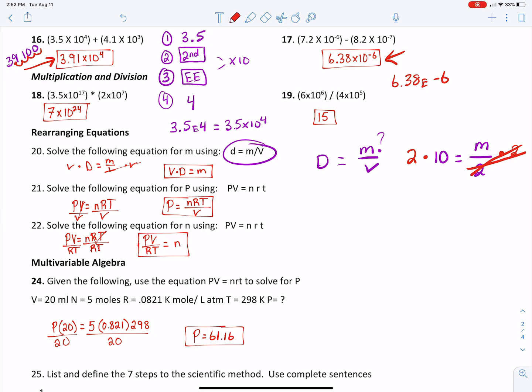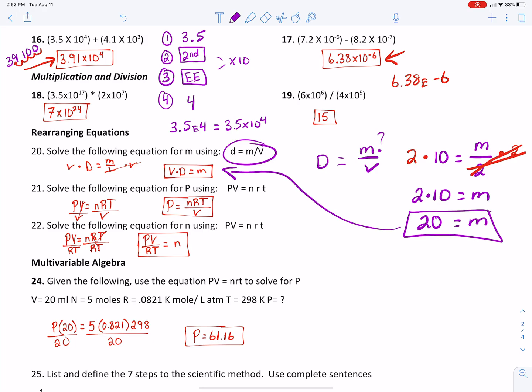Now, I've got 2 times 10 equals M. 2 times 10 is 20. 20 equals M. That's how we would solve for M. That's exactly what I did right there.